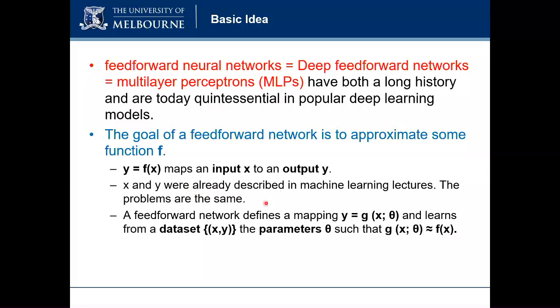And then the whole idea is, as I said, a feed-forward network defines a mapping, let's say Y equals g(x; theta), where theta are the parameters, the weights and other things in the feed-forward network. It learns from a data set of x, y pairs, as we have done before, and learns the parameters, the theta vector, such that g(x; theta) approximates f(x). All right, that's the end of it. It's very simple, deceptively simple.